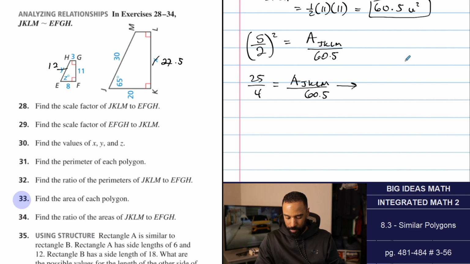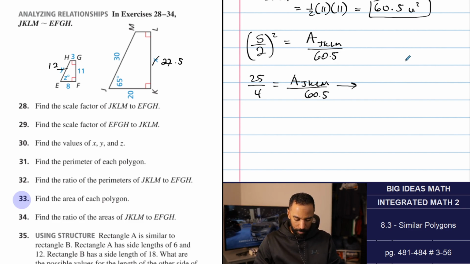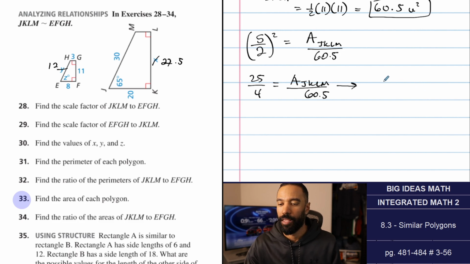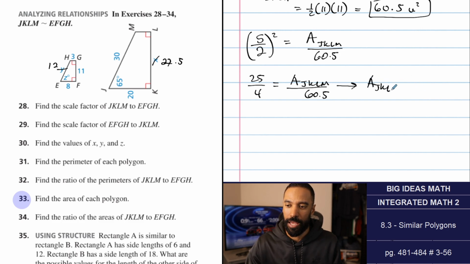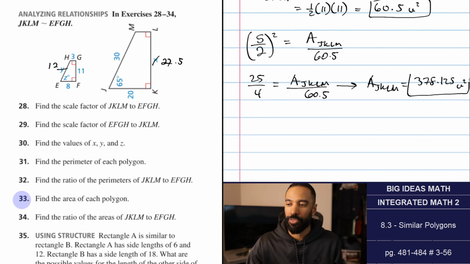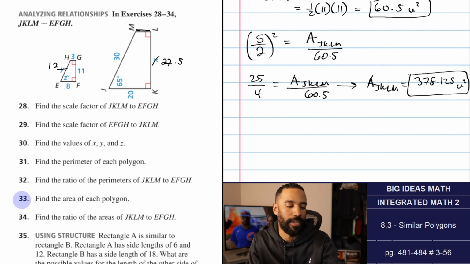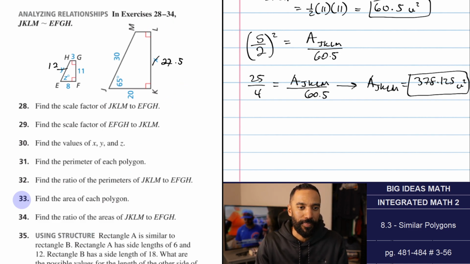60.5 times 25/4. 3781.25. Did I write that right? No, I did not. 60.5 times 25/4 is 378.125. So area of JKLM. I hope those are the right numbers because they look kind of weird. 378.125 square units. Now, the reason why I did not do anything else is because I don't know the length of ML. Again, I could find it, but I'm just going to jump straight into it that way. And that will be that one.